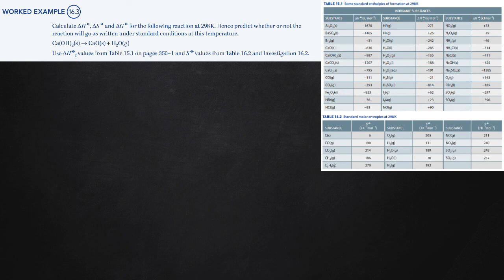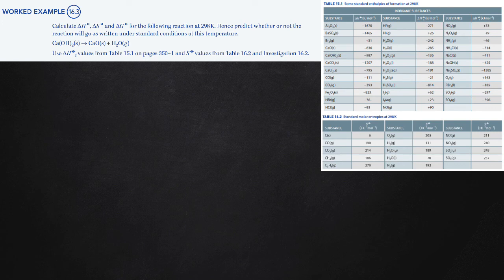All right, so let's put it all together. Let's calculate our change in enthalpy, our change in entropy, and plug it into our Gibbs free energy equation and try and predict whether or not this reaction will go as written under standard conditions at this temperature, which is 298 Kelvin. So we've got calcium hydroxide solid producing calcium oxide solid and water vapor. We're going to use the heat of formation values from the table and our entropy values from the other table. We're going to plug those into our three equations and see if we can determine whether this reaction will go as written. So let's start with our change in enthalpy.